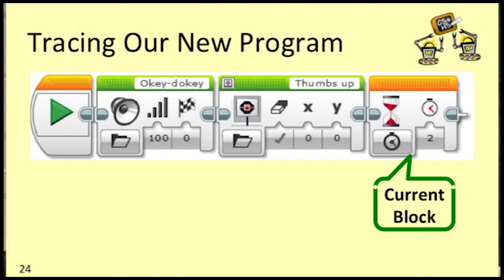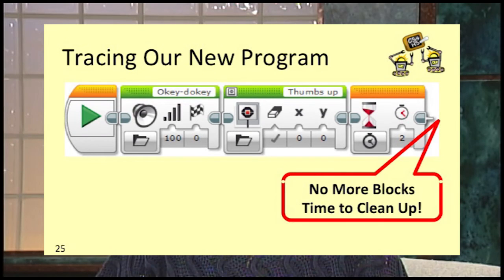Now the EV3 arrives at our wait block. We set the wait time for 2 seconds, so the EV3 points at this block for 2 seconds. 1 Mississippi, 2 Mississippi. Okay, done that one. Finally, our EV3 recognizes that it's done running our program, so it does its cleanup routine, which just happens to include resetting the screen.